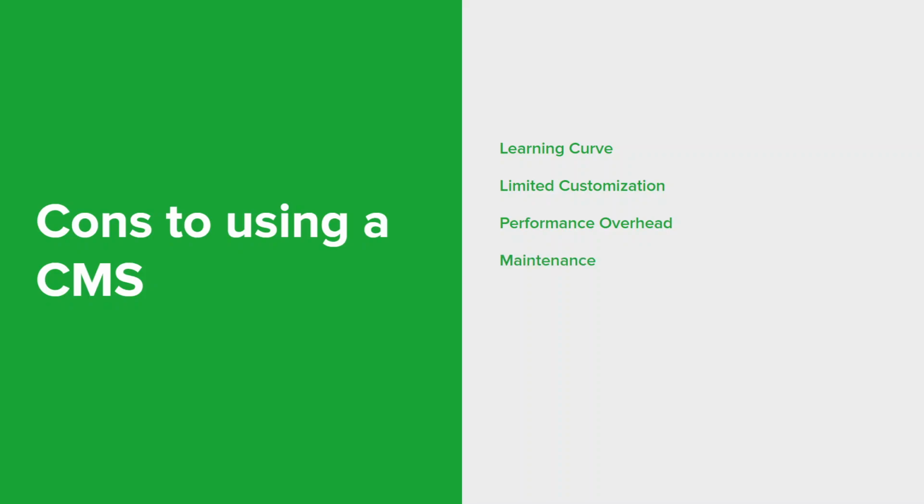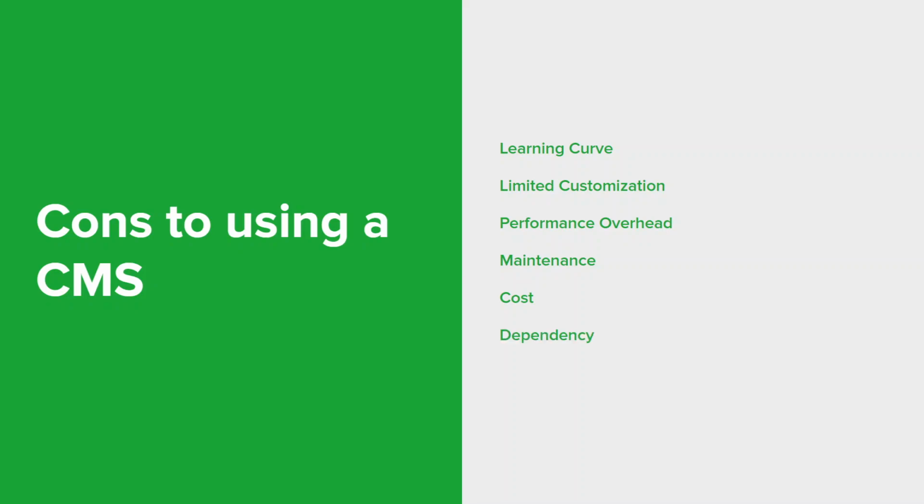Regular updates are essential for security and functionality, but they can also be time-consuming. Failing to update your CMS and plugins can leave you vulnerable to security breaches. And while a lot of CMSs are open source and free, there can still be associated costs for hosting, premium themes, plugins, ongoing maintenance, etc. Custom development can also be expensive.